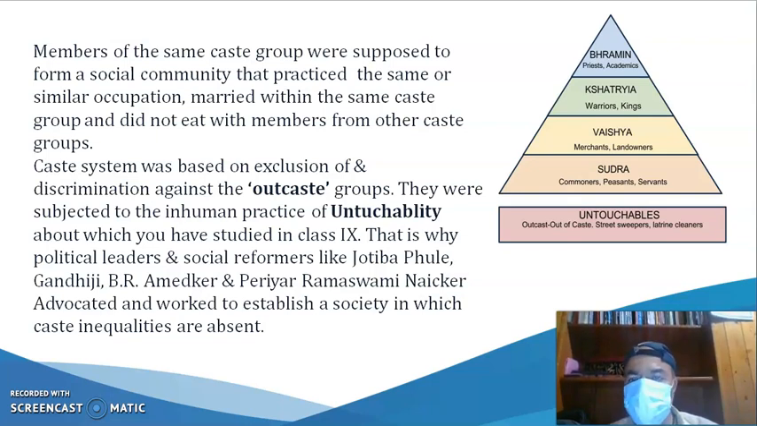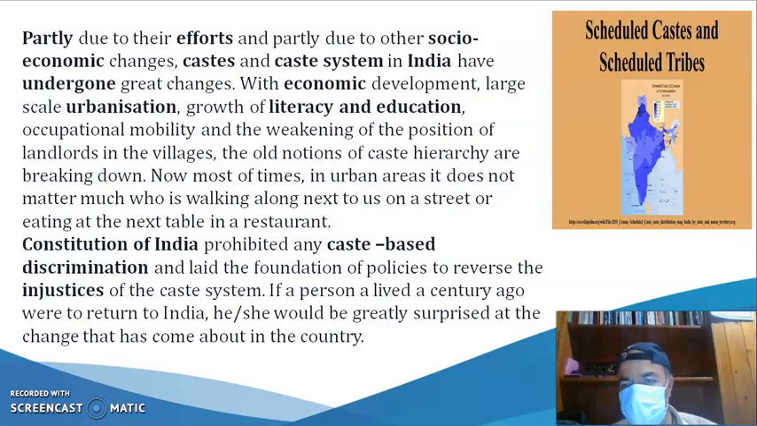Here is a diagram showing the caste system in India. Outcasts are untouchables at the bottom. So just see it for your understanding.